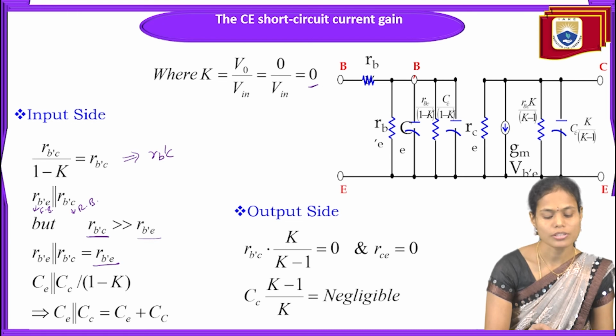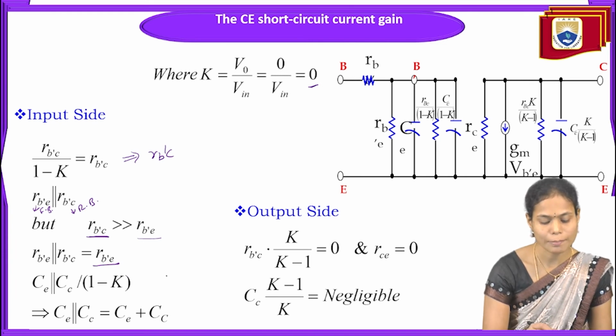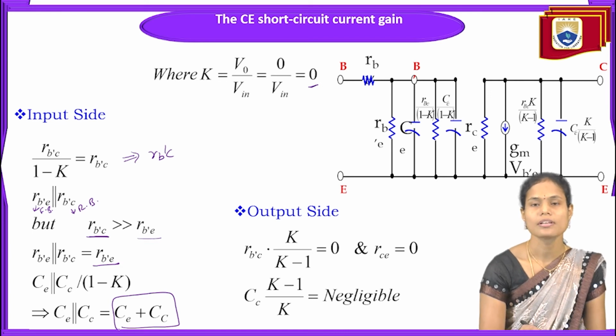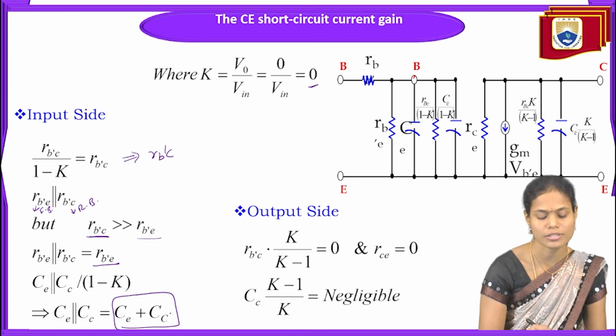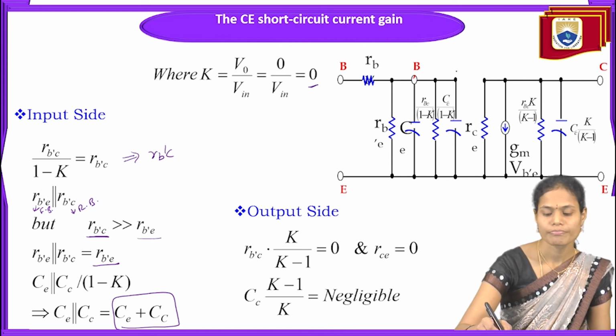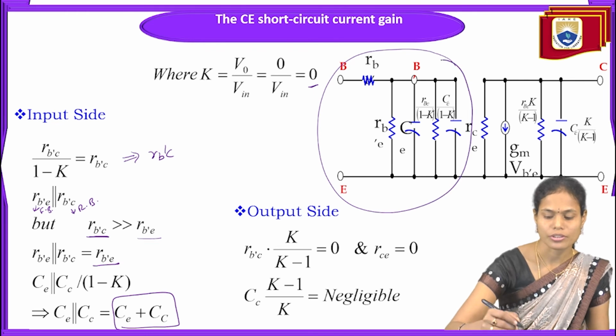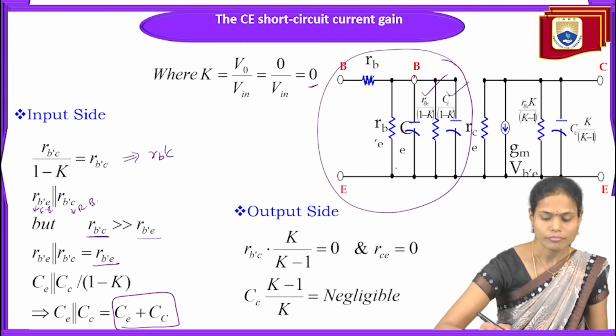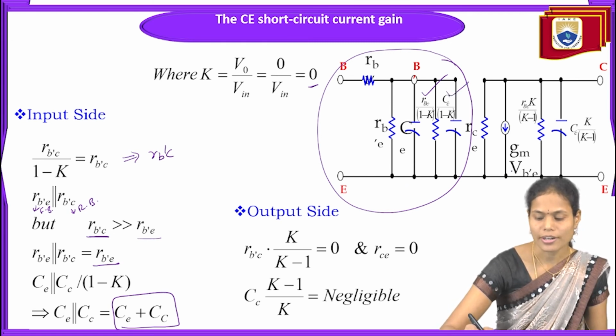And two capacitors, CE parallel with CC by 1 minus K. This one we can take as CE plus CC only. For the parallel combination of two capacitors, we write the sum of two capacitances, CE plus CC, because K value is again 0 here. In this way we got all the parameters on the input side. And at the output side, we are having RB dash C into K by K minus 1.